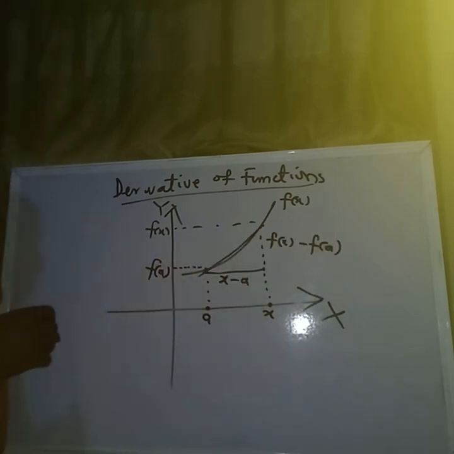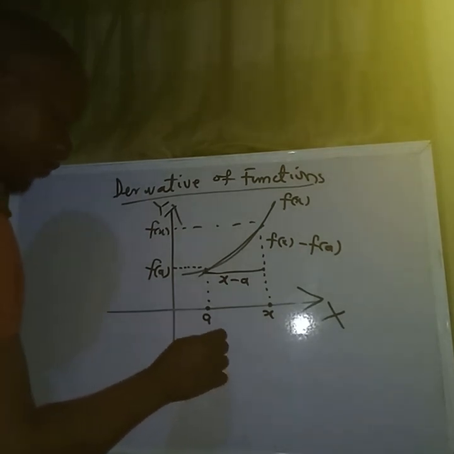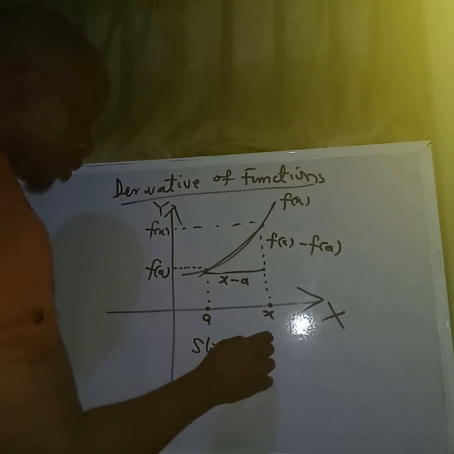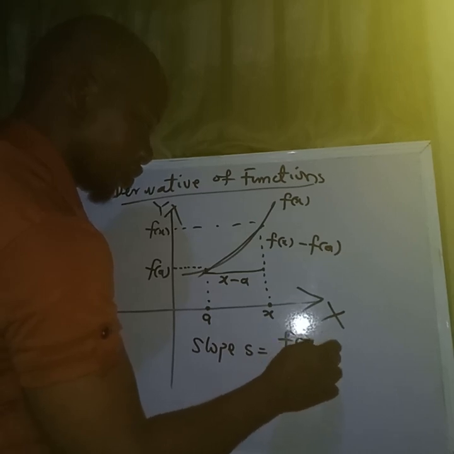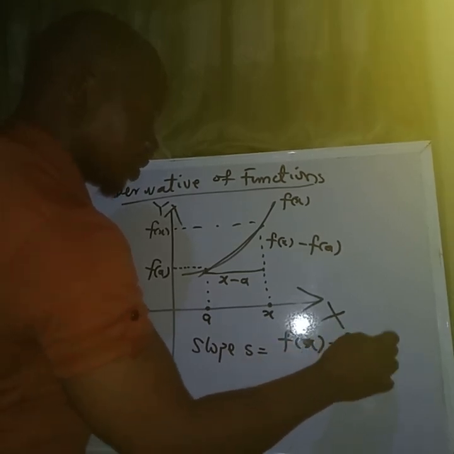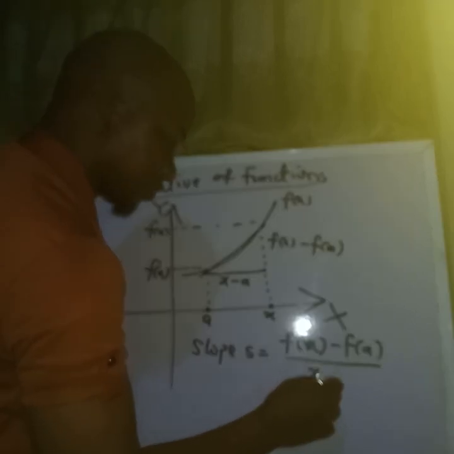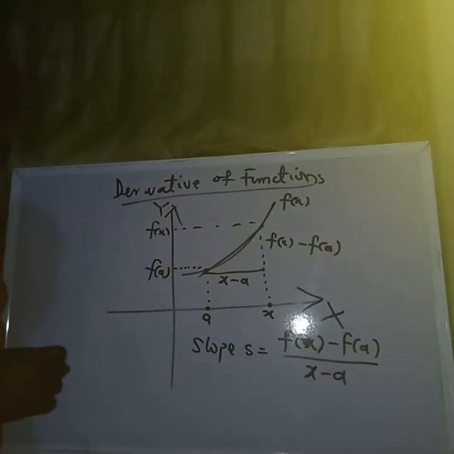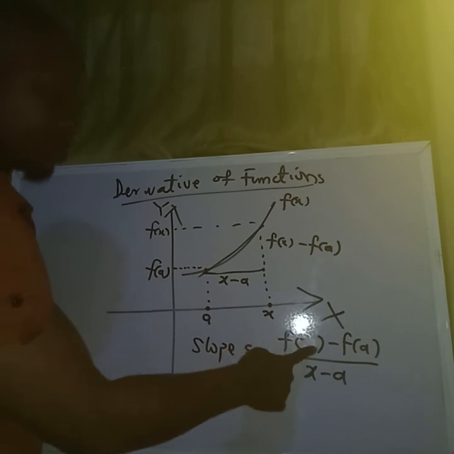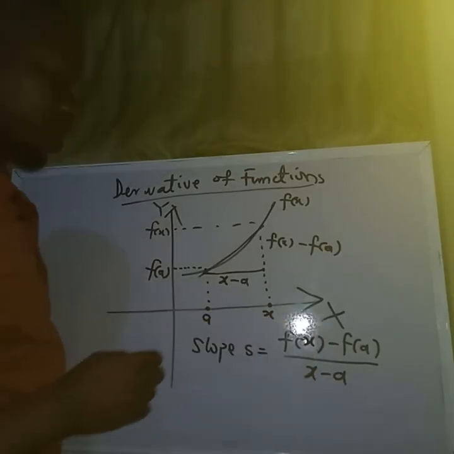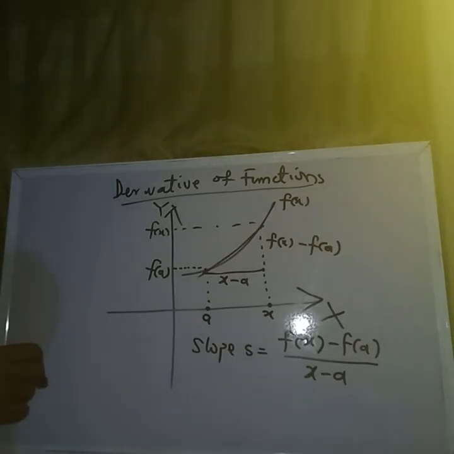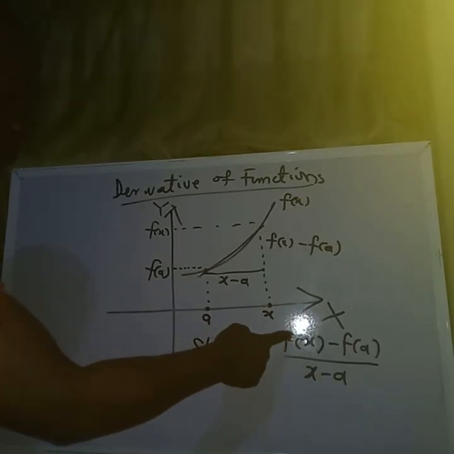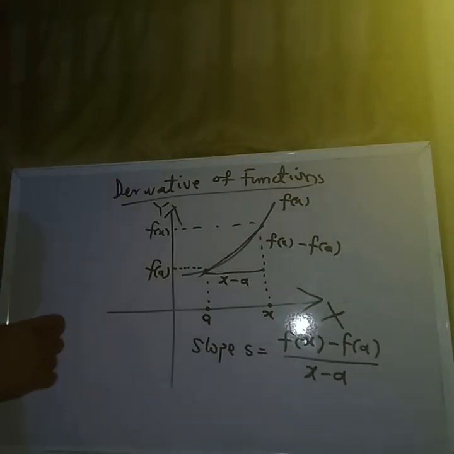So literally, when we say the slope of this function, the slope of this function is given as the change on the vertical axis over the change on the horizontal axis. So this is known as the change in the vertical and the change in the horizontal.